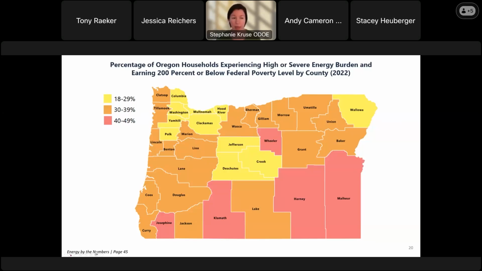The number of highly or severely energy burdened households in Oregon increased by more than 100,000 between 2020 and 2022 to a total of 477,540 households. In Oregon, low-income households spend over 4 times more on energy costs compared to the average spending of non-low-income households. And that comparison is done as a percentage of their income.